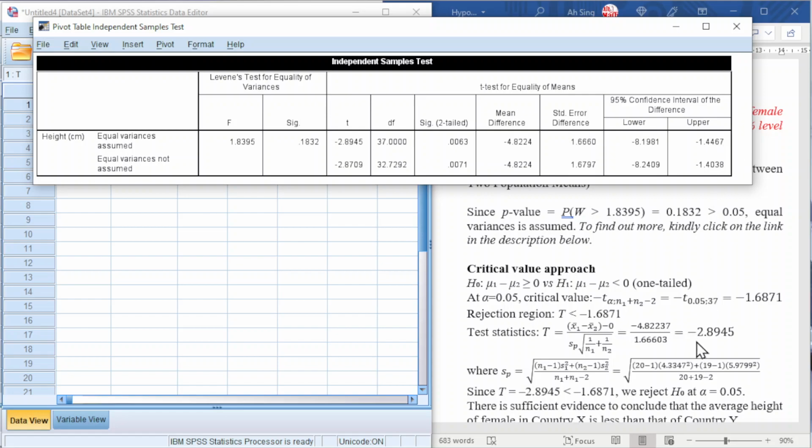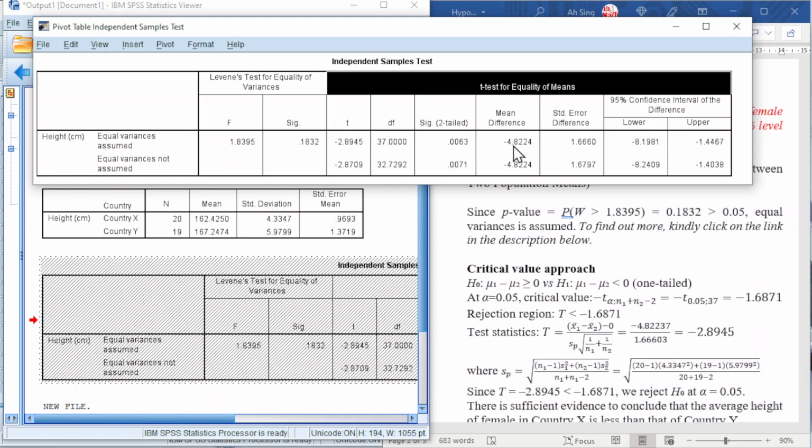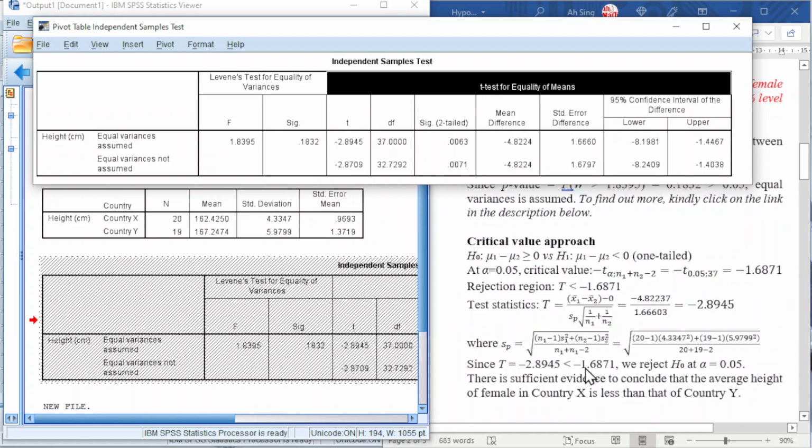From here, we can see that the test statistic is equal to negative 2.8945, and the degrees of freedom is 37. The mean difference is simply the first mean minus the second mean, and the standard error difference is computed using the pooled standard deviation, since equal variances are assumed. From here, we obtain that the test statistic is less than the critical value, which means that we should reject the null hypothesis at alpha 0.05.